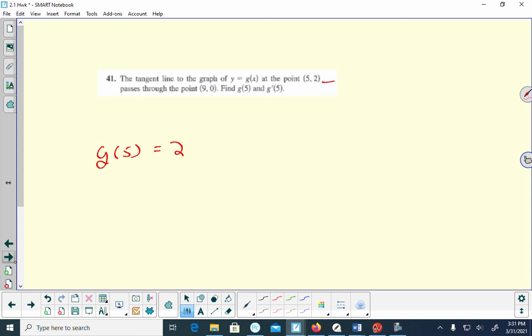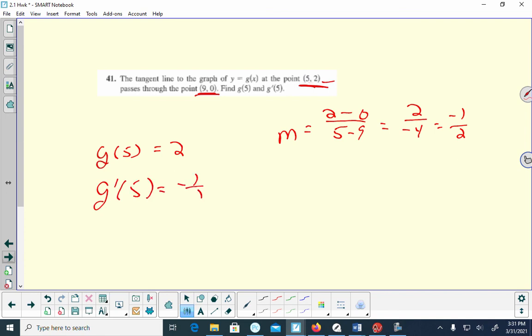So I know that the tangent line goes through 9, 0 and goes to this point 5, 2. So I'm going to find the slope that goes through those 2 points. So I'm going to do, let's say, 2 minus 0 over 5 minus 9. So that's 2 over -4. So -1/2. So my derivative at 5 is just going to be -1/2. So that was a fancy way of asking for the slope of the line that goes through those 2 points.